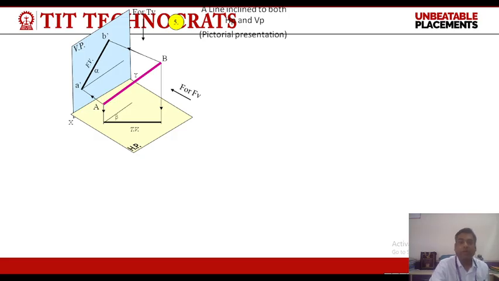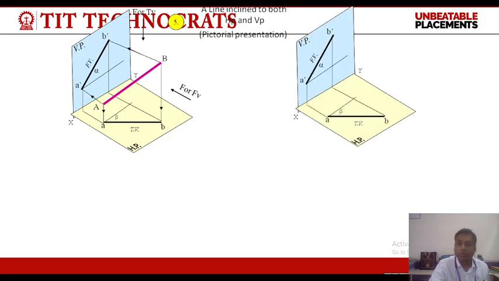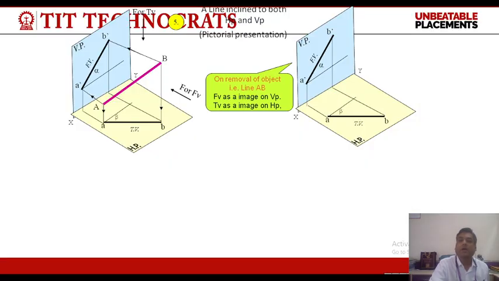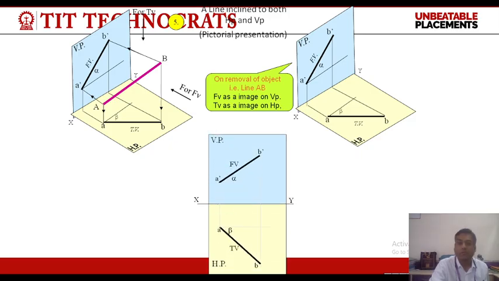When the line is inclined to both the horizontal plane as well as the vertical plane, the final projections are of reduced length in both front view and top view, and the final apparent angles alpha and beta are such that alpha is greater than theta, and the angle beta, that is the apparent angle in the top view, is greater than phi. And this is the final projection of the line.